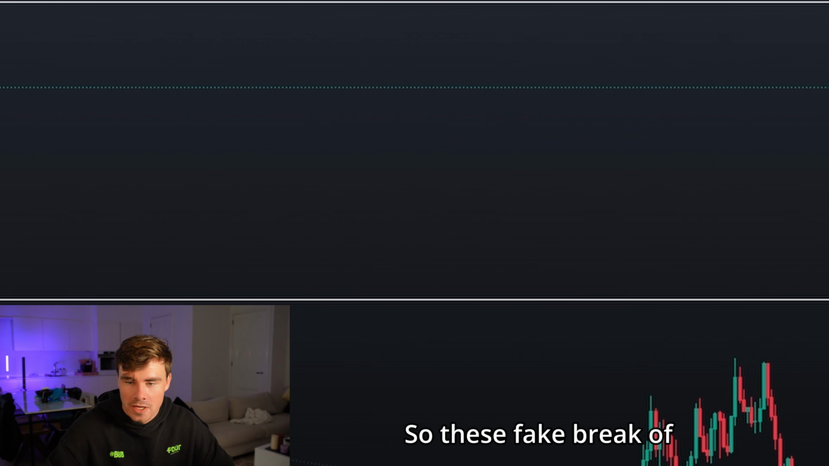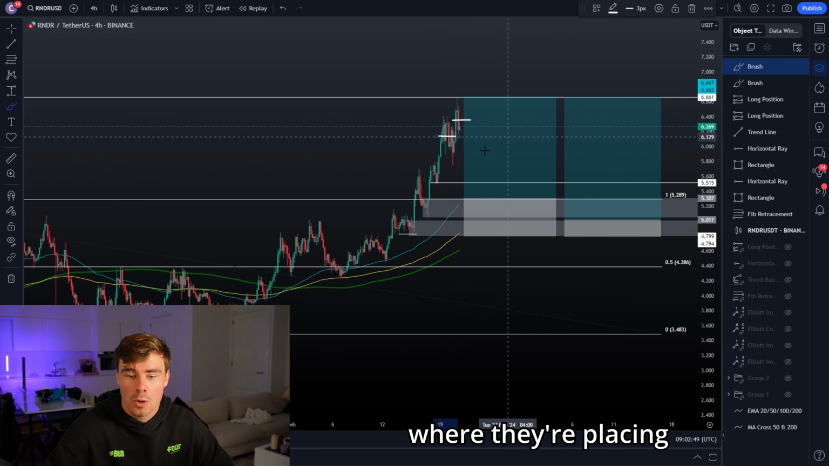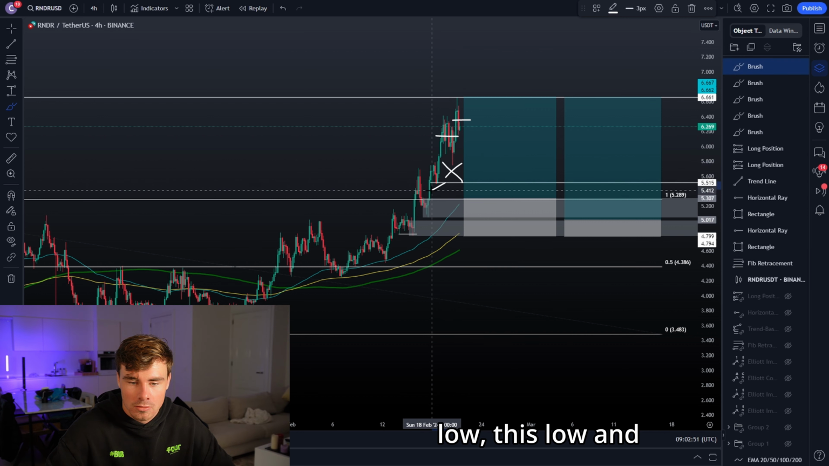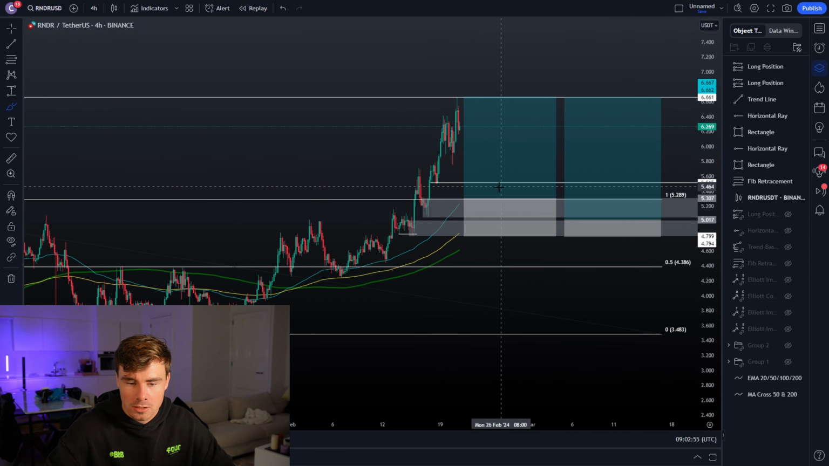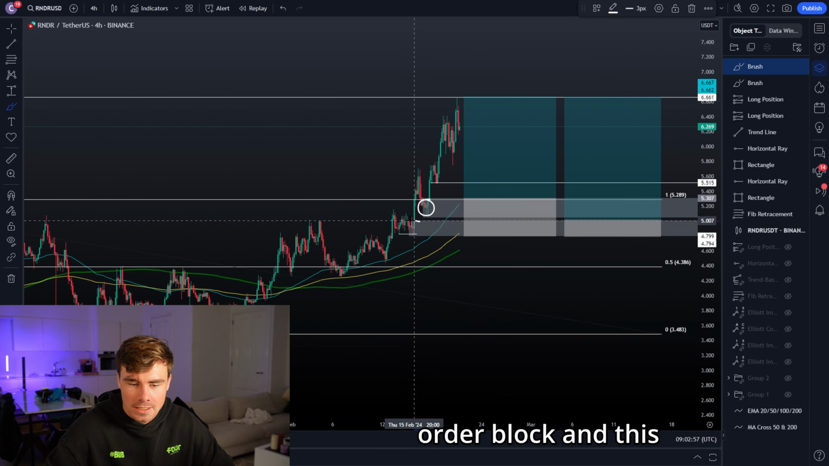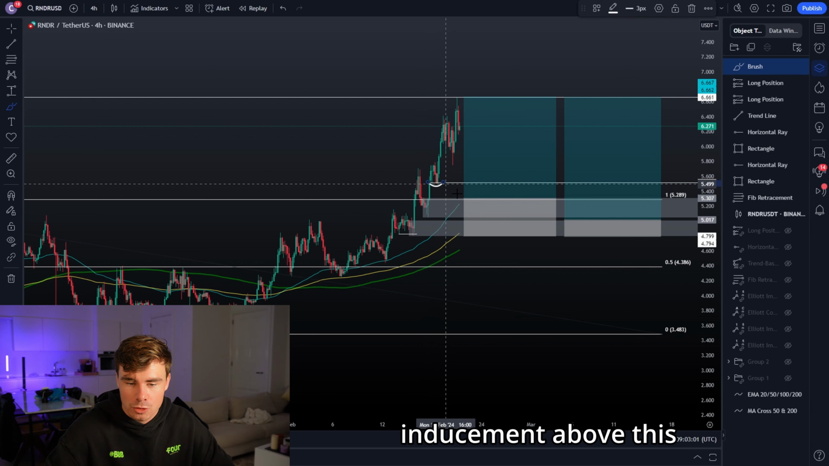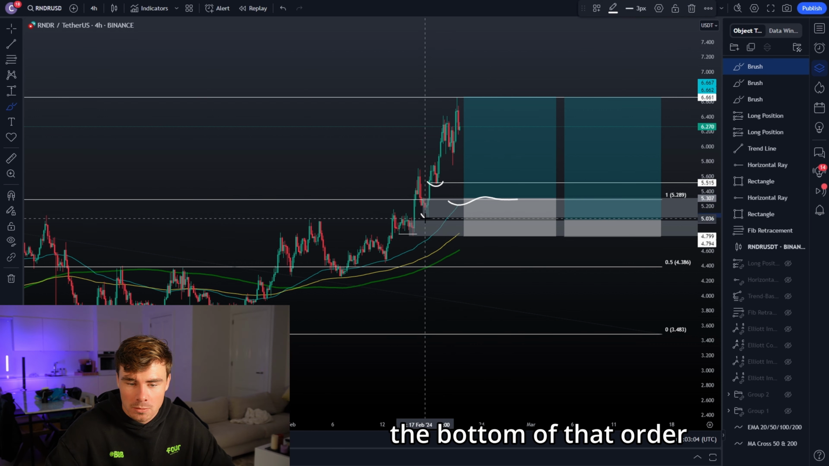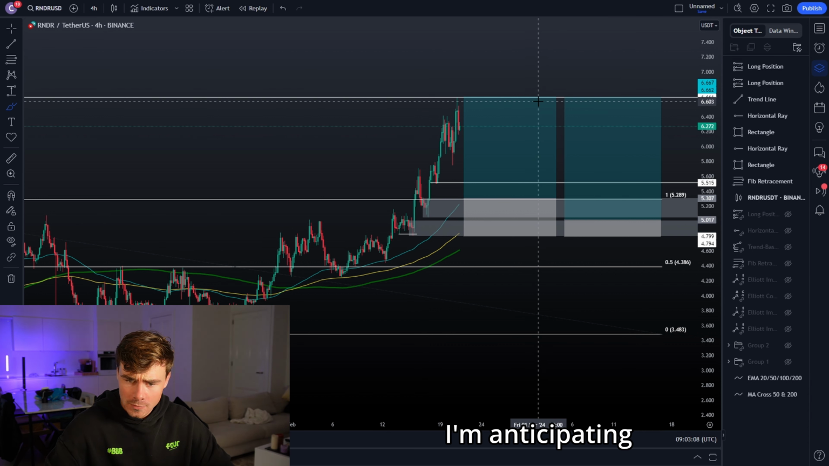Okay, so these fake break of structures are making people buy RNDR, where they're placing their stops beneath this low, and beneath this low. Okay, we have 2 bullish order blocks. We have this bullish order block and this bullish order block. Both order blocks have an inducement, with this inducement above this order block, and the bottom of that order block being the inducement for this order block, which is why I'm anticipating 2 potential entry points.